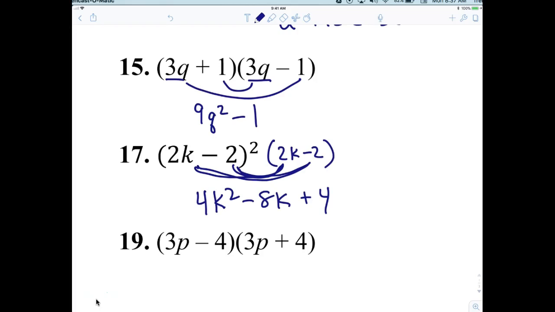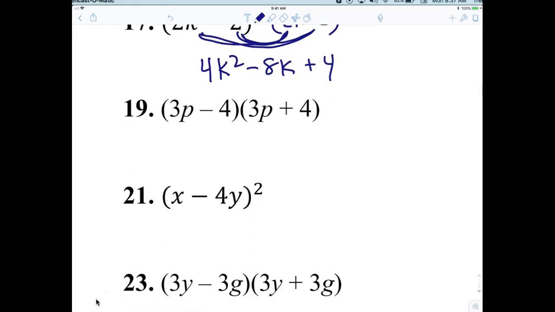Very simple. Last one. 3p. Actually, I'm going to do an x and a y down there too. A couple more. 3p times 3p is what? 9p squared. We have here what? Negative 12 and positive 12. So they do what? Cancel out. Negative 4 times positive 4. Negative 16. Thank you very much.